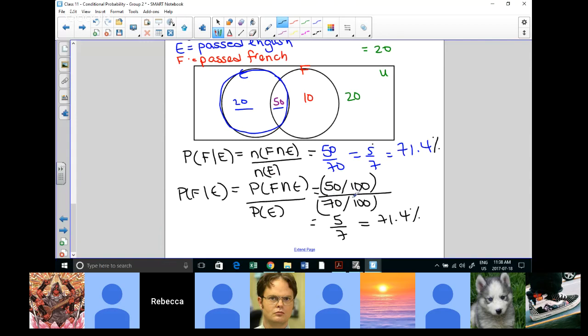So it doesn't matter which one of the formulas you use. Obviously, if you have the numbers, you could just use them, it's much easier. But if you only have the percents, you could do it that way as well.